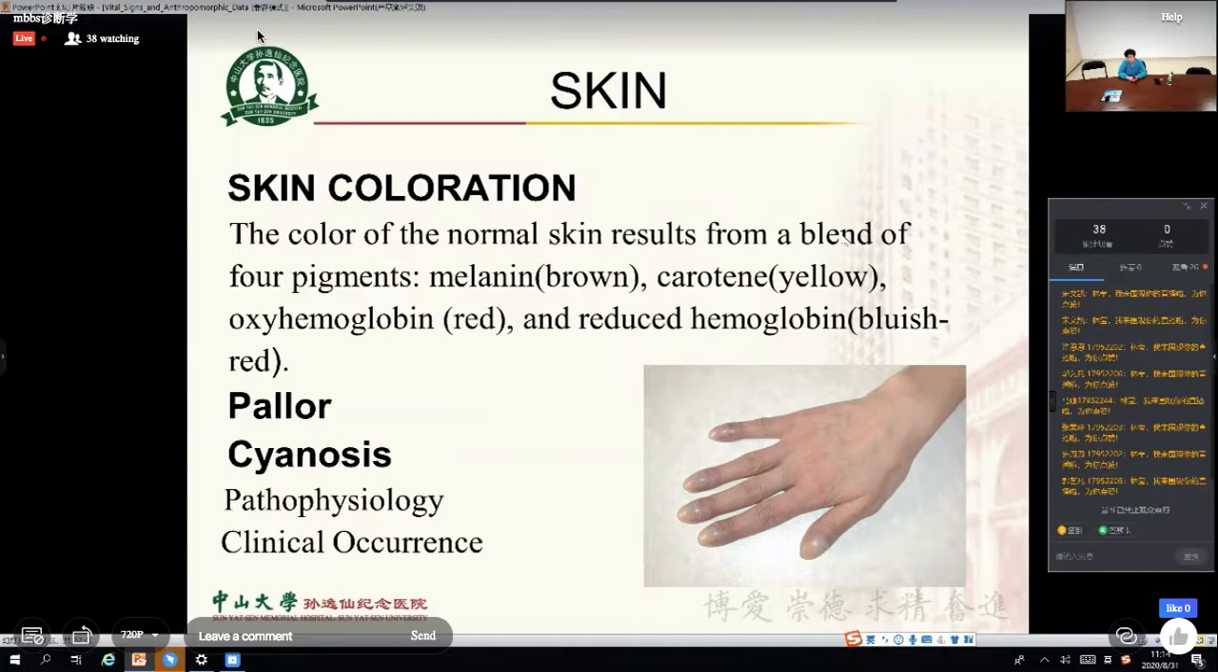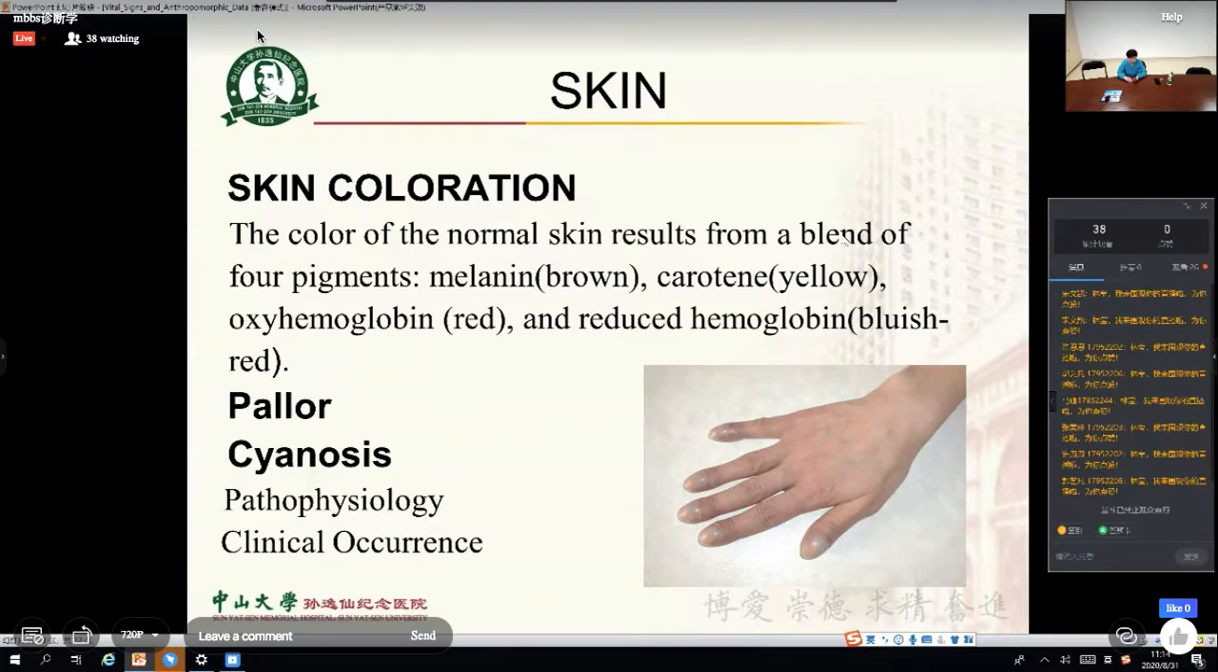And besides the height, weight, and the gait, we need to examine the skin of the patient. Like the skin coloration, abnormal skin coloration. The color of the normal skin results from a blend of 4 pigments: melanin, which shows brown color, keratin shows yellow color, oxyhemoglobin shows red color, and reduced hemoglobin shows bluish red. So the normal skin color is a blend of all these 4 pigments.